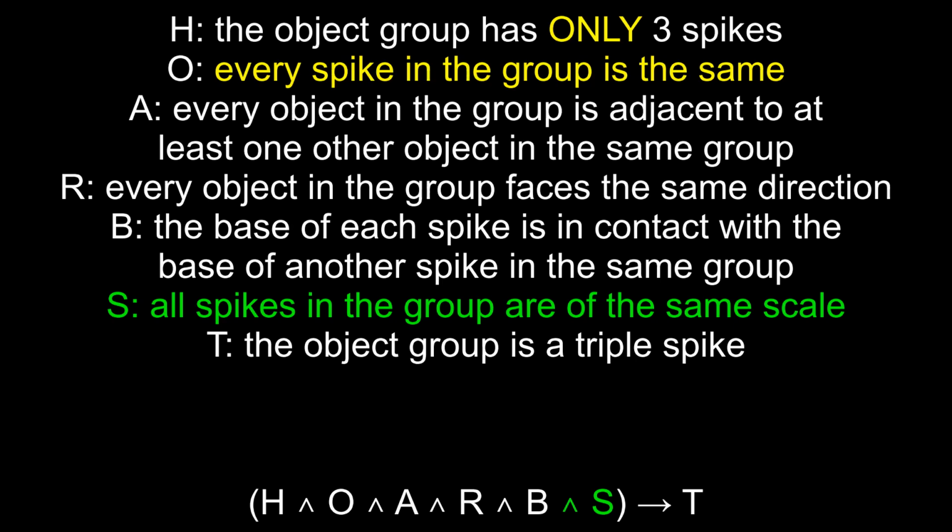That is, if the object group has only three spikes, and all the spikes in the group are the same, and every object is adjacent to at least one other object in the same group, and they all face the same direction, and the base of each spike is in contact with the base of another spike in the same group, and all of them are of the same scale, then the object group is a triple spike.